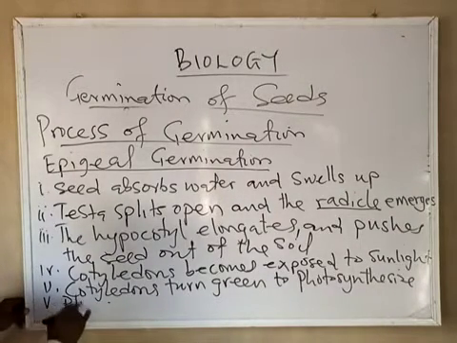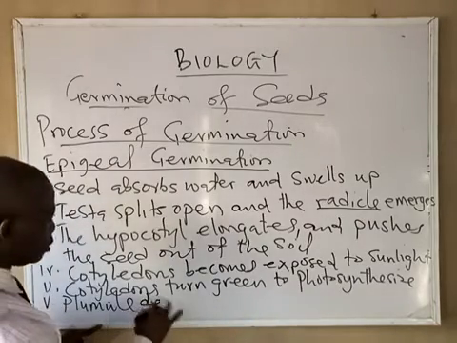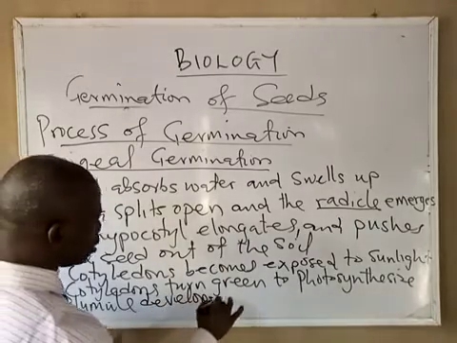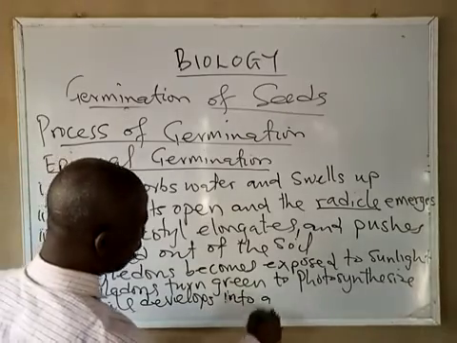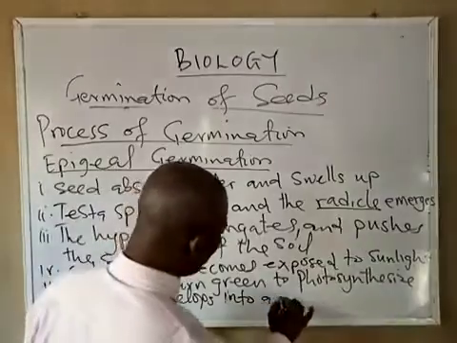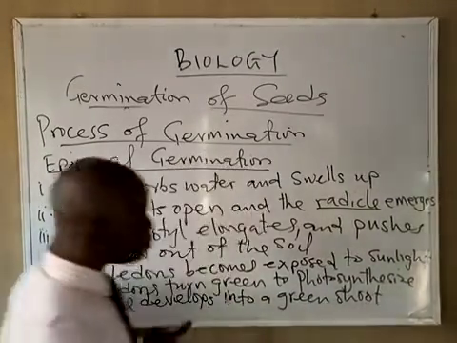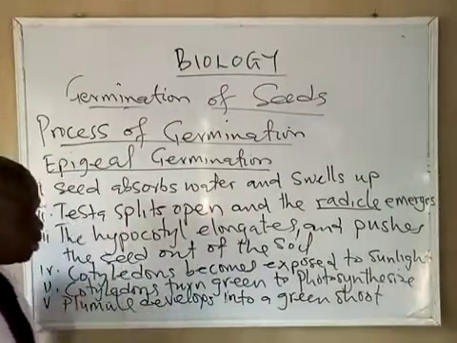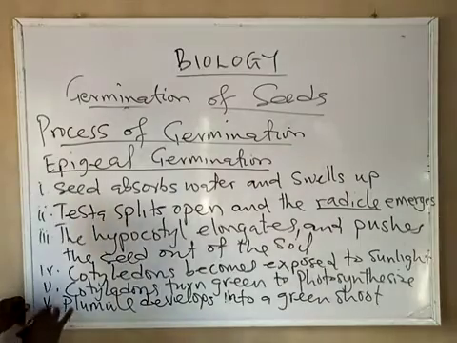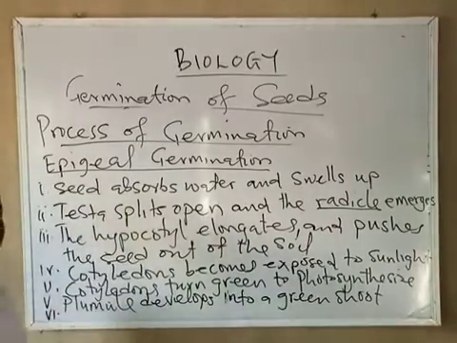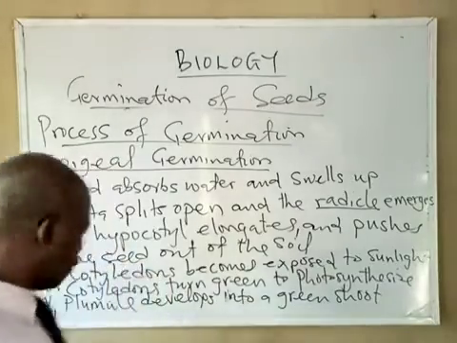Plumule, that is the portion that becomes the shoot, develops into a green shoot. Sometimes you see little green leaves arising in the shoot. And then finally, the cotyledons eventually shrink or dry and fall off.